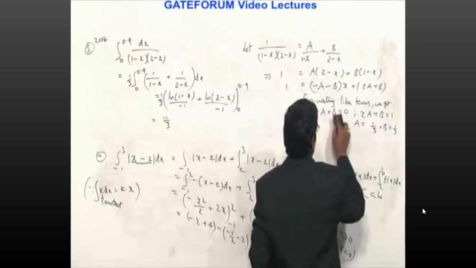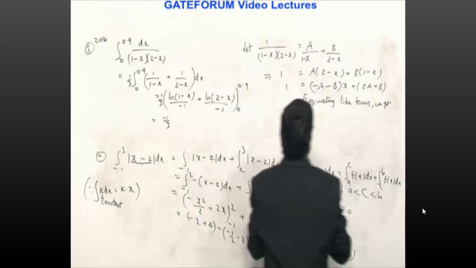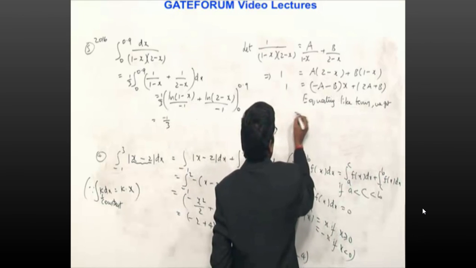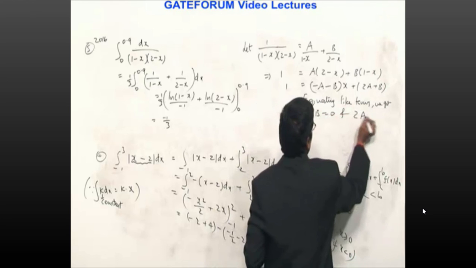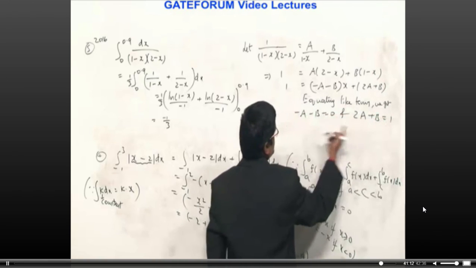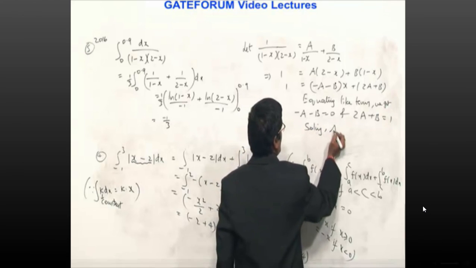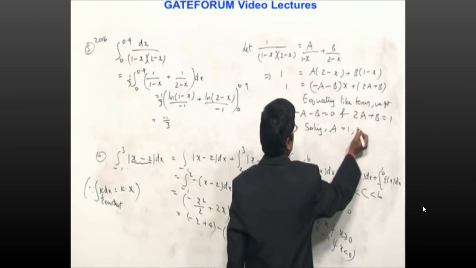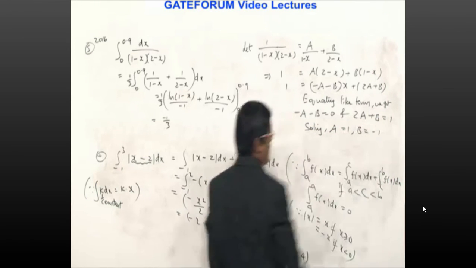Equating like terms, so kindly excuse me. Here there is no x term, so minus A minus B is equal to 0 and the constant term is 2A plus B. So solving, A is equal to 1, B is equal to minus 1, so 2 minus 1.